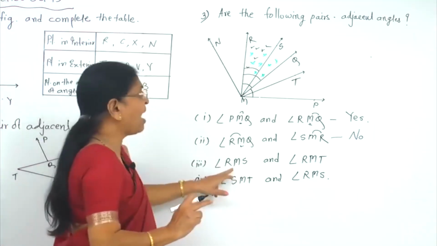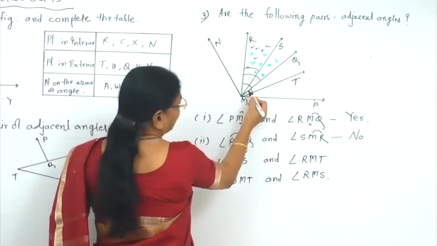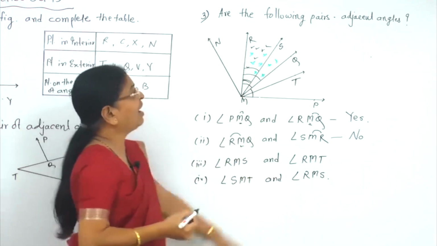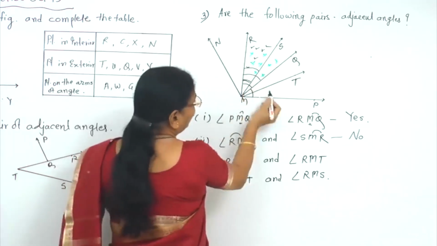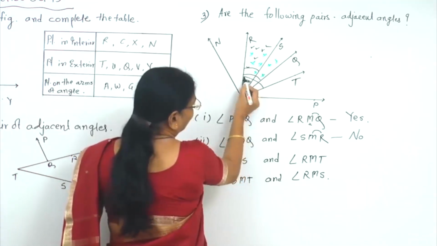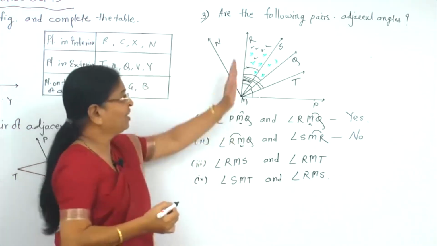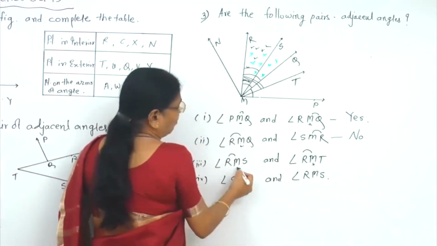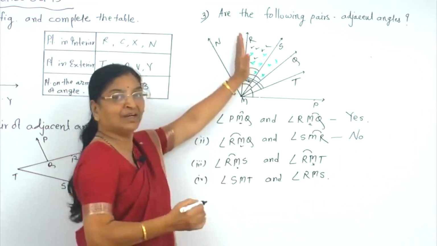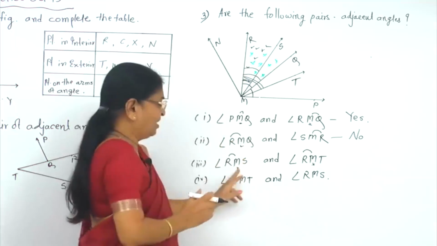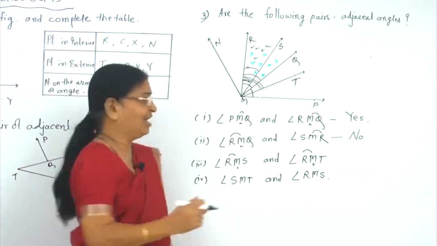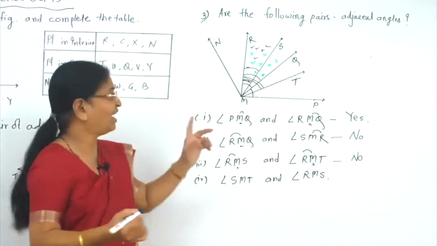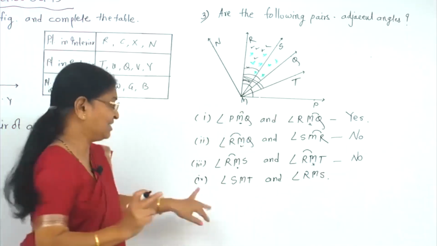Then the next is RMS, again the same angle, I will mark it double. Then RMT, so here is the next one. The same problem is there: RM is a common arm, M is a common vertex, but RM is a common arm, on the same side there are MS and MT, and so I will say no separate interiors, and so it is not a pair of adjacent angles.